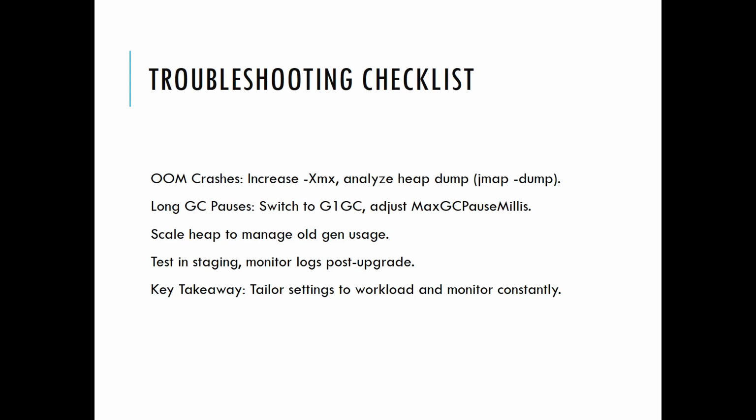Finally, let's review the troubleshooting checklist. If you encounter out-of-memory errors, increase the maximum heap size and analyze the heap dump using jmap -dump. If you observe long garbage collection pauses, consider switching to the G1 garbage collector and adjusting the pause time goal. Ensure the old generation size scales properly with your workload. Always test JVM changes in a staging environment before deploying to production. Post-upgrade, monitor logs and metrics to validate stability. The key takeaway: there is no one-size-fits-all. Tailor your settings based on workload characteristics and validate continuously.